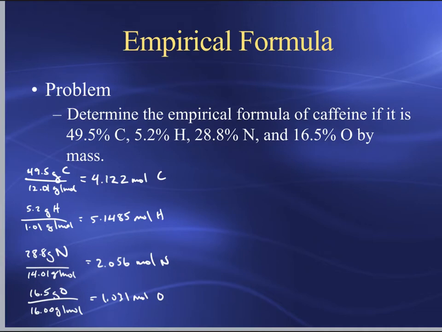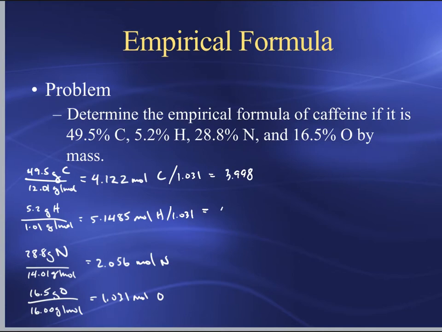The next step, 3, was to divide by the smallest number of moles present. Well, the smallest number of moles present in this example is the amount of oxygen, 1.031. So we're going to divide each of them by that number and see what we come up with. So the first one, 4.122 divided by 1.031 is, we'll say, 3.998. So it looks pretty good, like that's going to be 4. The second one divided by 1.031.